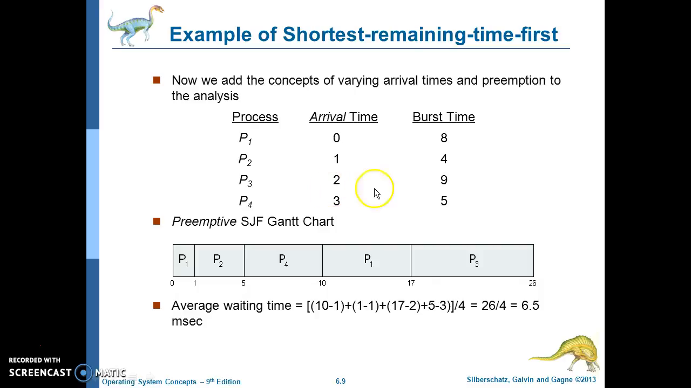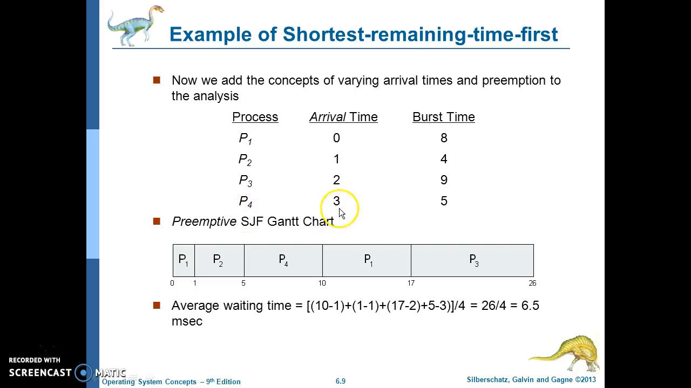When P3 comes at 2, the scheduler is going to compare the burst time of the currently executing process and the arriving process. P3 is 9, whereas P2 has already taken 1 millisecond, so its remaining time is 3 milliseconds. So 9 is greater than 3, and P2 is not preempted.